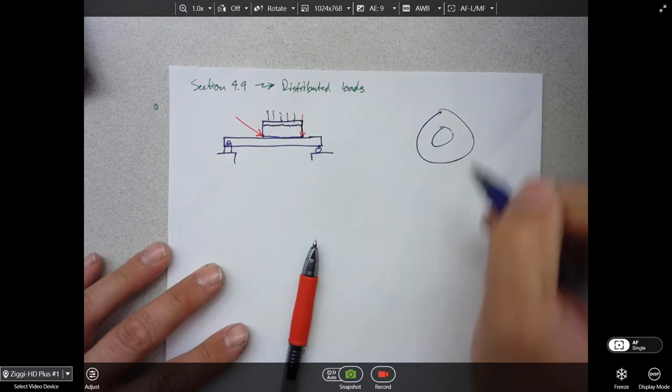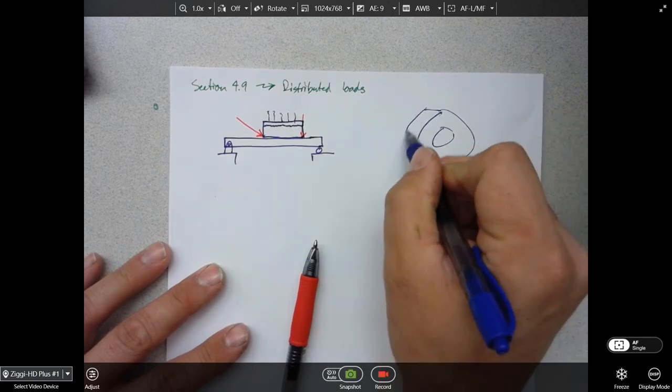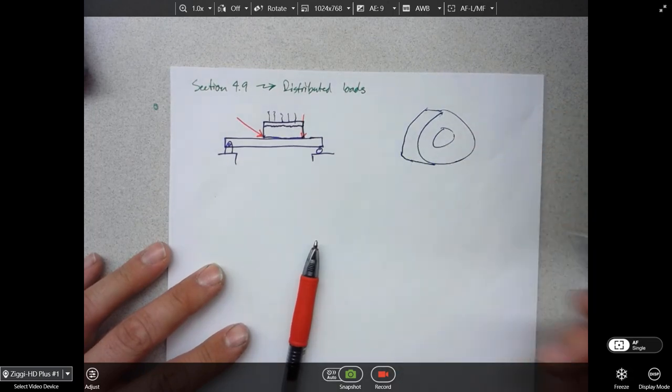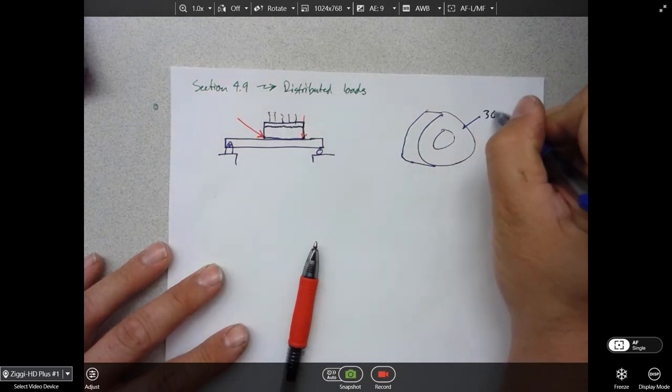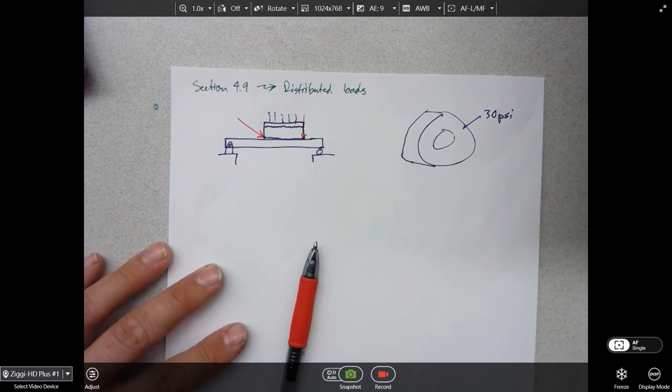The tire on your car maybe looks something like this, right? And let's say that we inflate it to 30 PSI, right? Does the tire on your car not look like that, Paul? Oh. No, usually it's exactly okay.